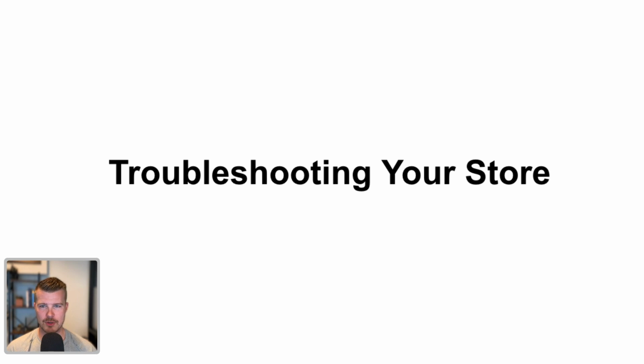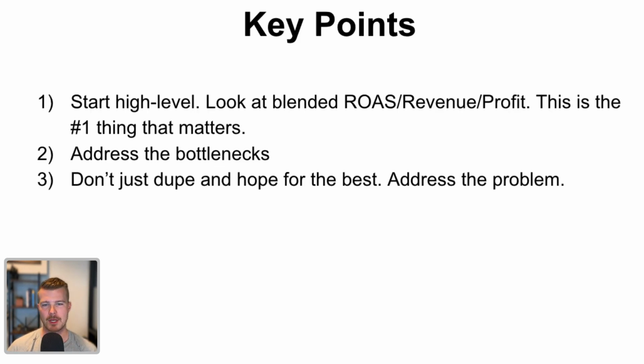All right, so troubleshooting your store. Basically, key points we're going to cover today are, number one, start at a high level. So look at your blended ROAS, look at your revenue, look at your profit. These are the things that actually matter. These are the most important. At the end of the day, if you're very profitable and your revenue is great, your blended ROAS doesn't even matter. If all of those things line up, that is the most important thing. You can always tweak things, you can always improve things, but keep that in mind. Don't fix what's not broken, right?